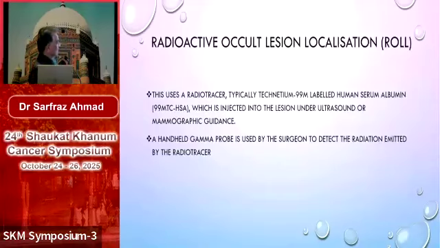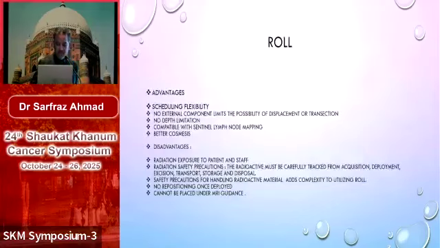So next is radioactive occult lesion localization, which is called ROL. It is another technique which is based on radioactive material. In this case, we use technetium-99 labeled HSA, human serum albumin. I will not go into detail of this. We have already discussed radioactive seed localization. Advantages and disadvantages are more or less similar. The main disadvantages are radiation exposure to patient and staff and radiation safety precautions.